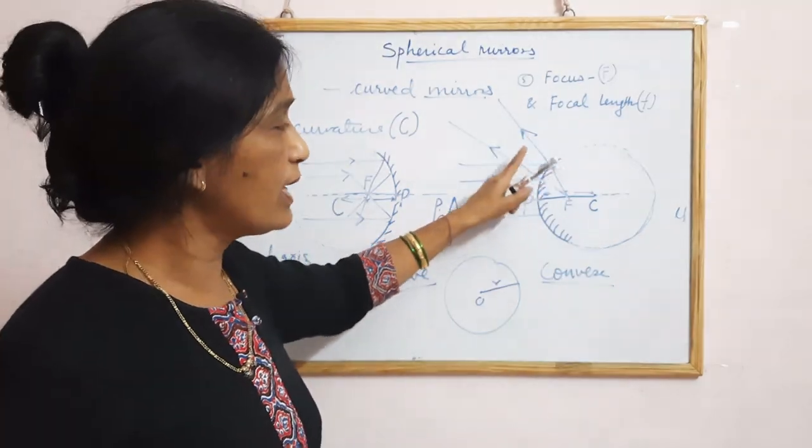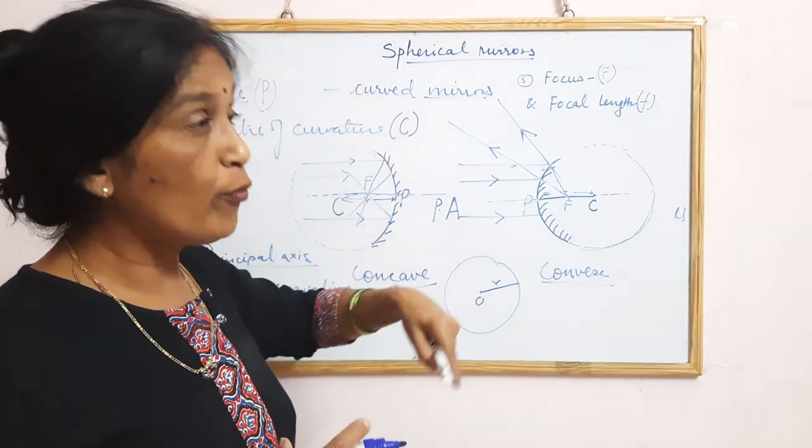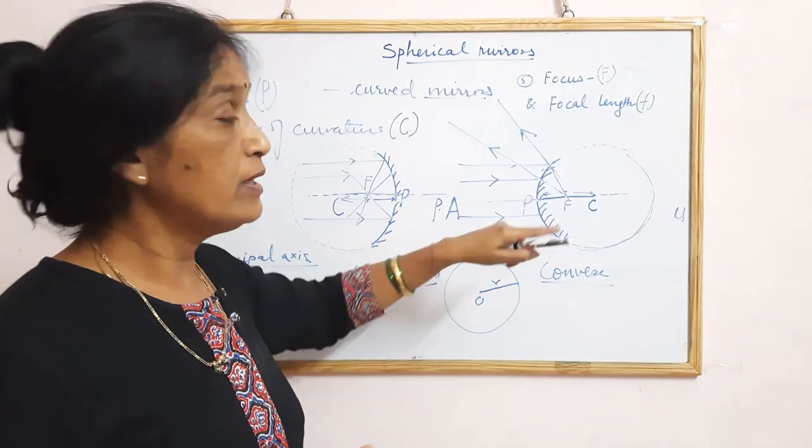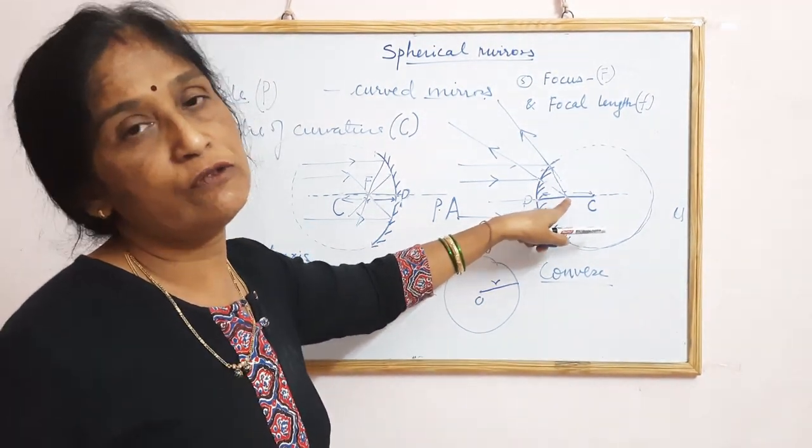Reflecting light है ना, जो light है वो किसी एक point से diverge हो रही है. वो point जो हम extend करके बना रहे हैं, they will meet at a point, and that point is called as focus.